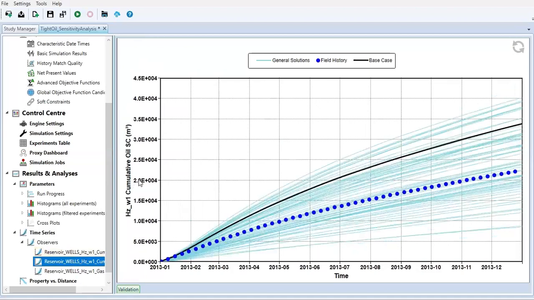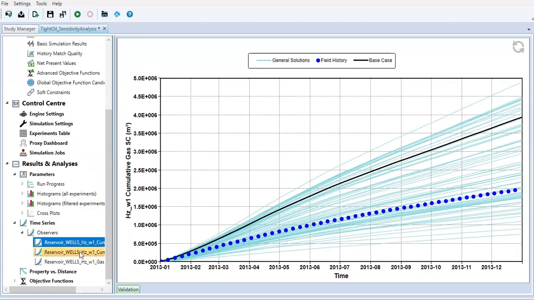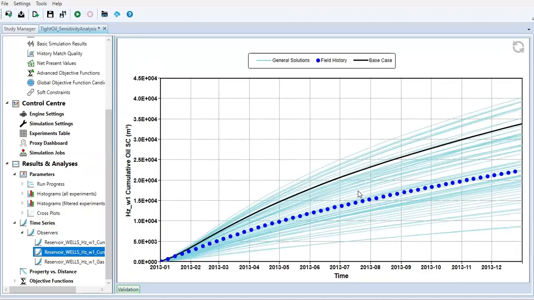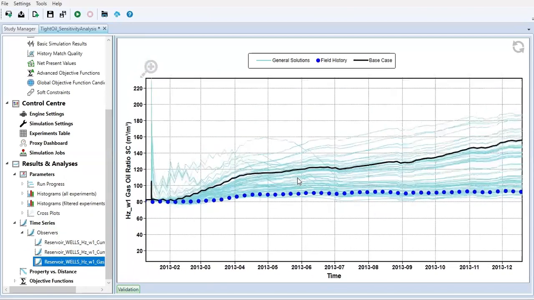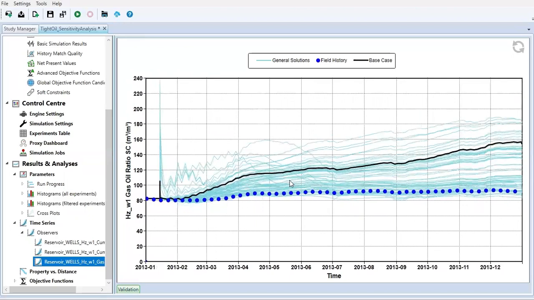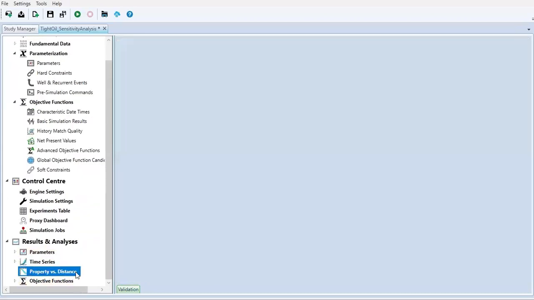And now for the cumulative oil production, the first one is for the cumulative gas production. And yeah, the cumulative oil production. And now it's for the gas oil ratio. Interesting. Okay, and I will close the time series and parameters, property versus distance. Okay, let's keep it for now.